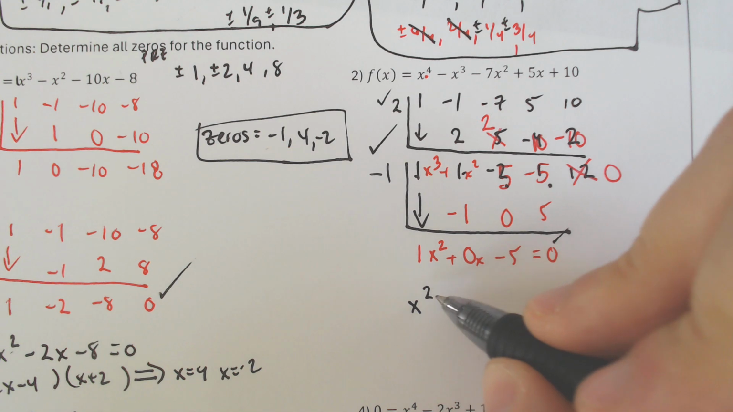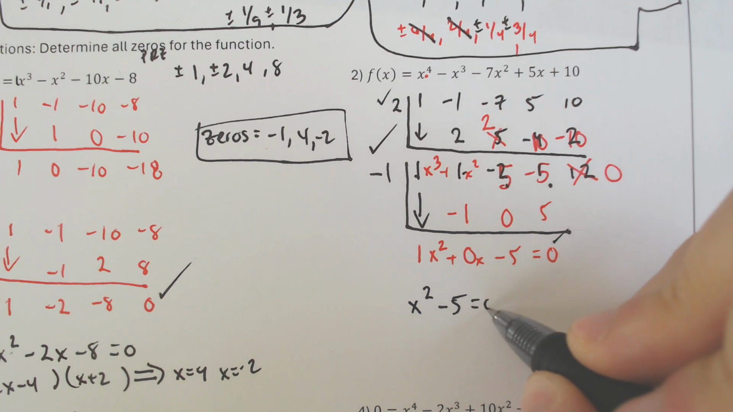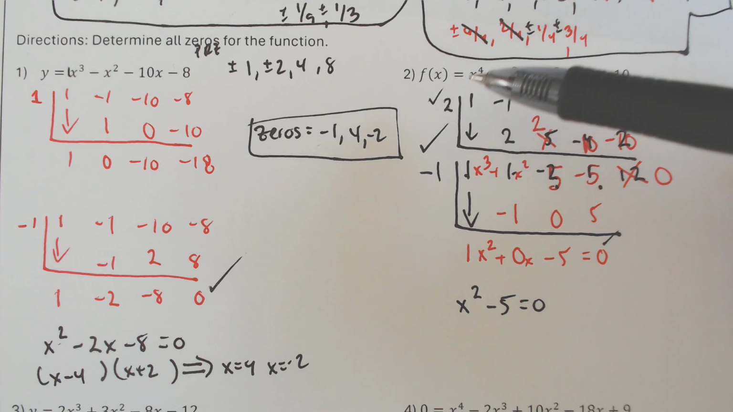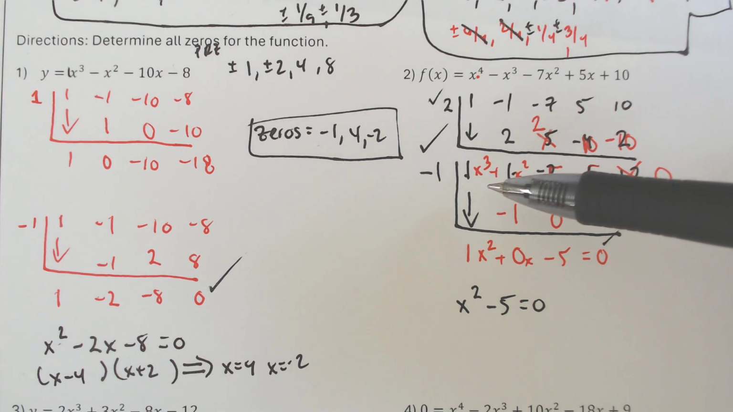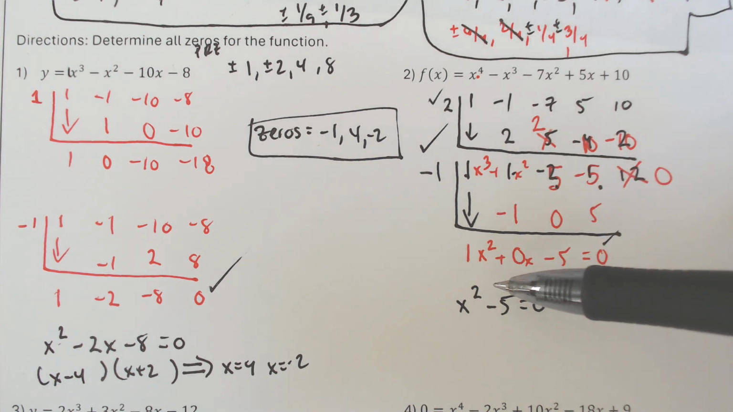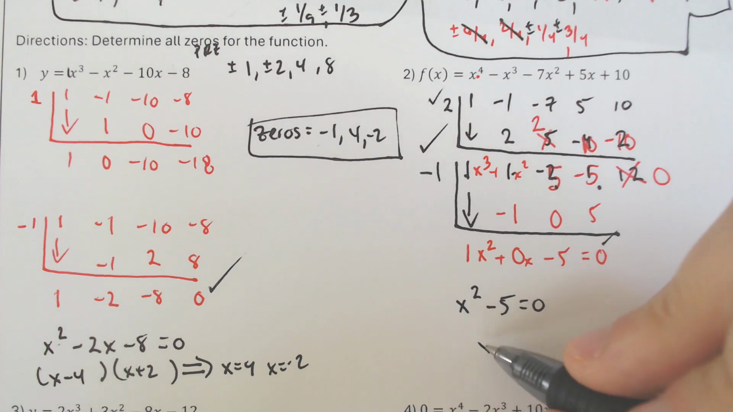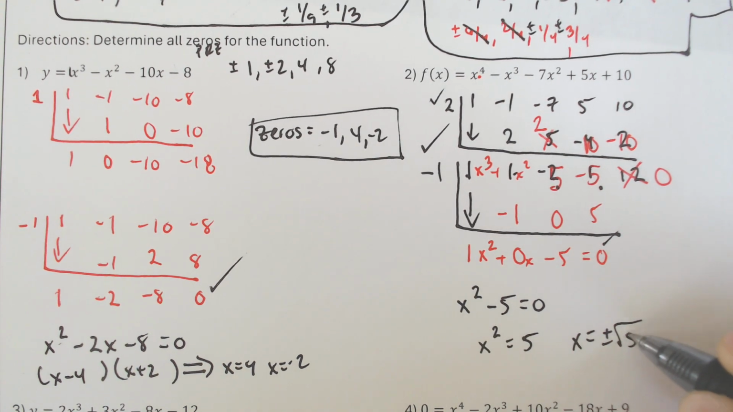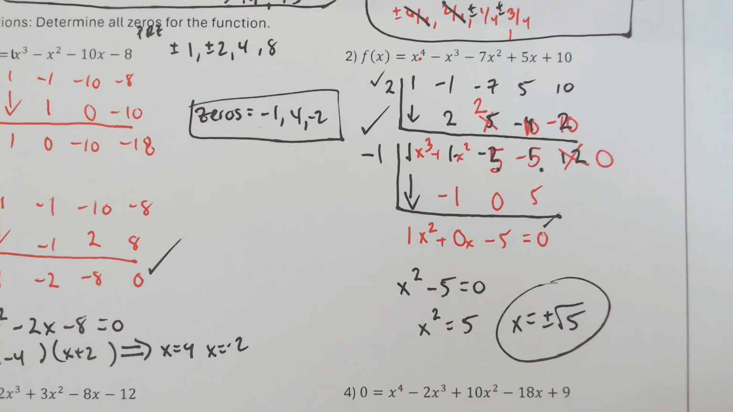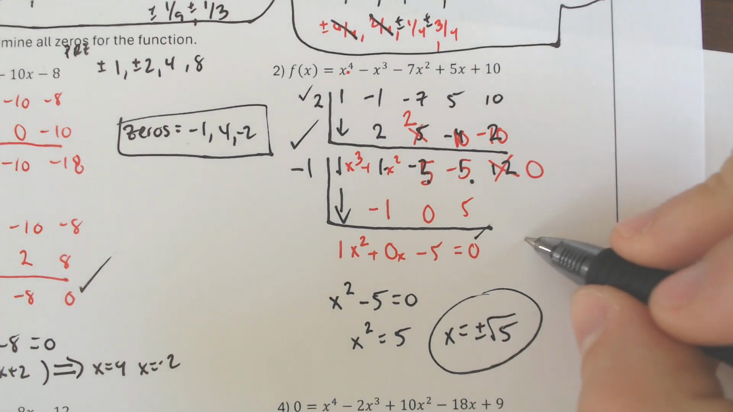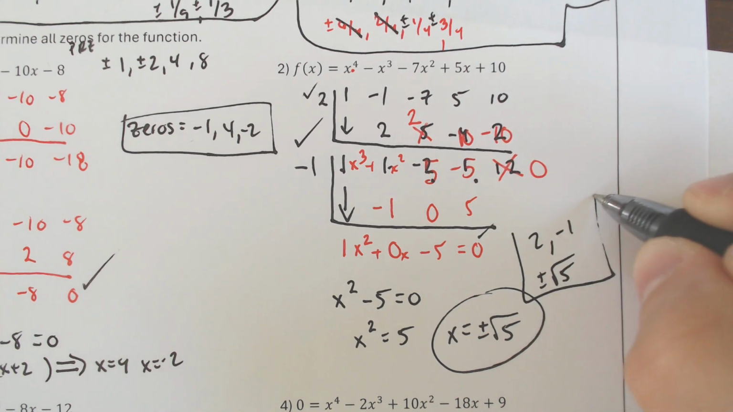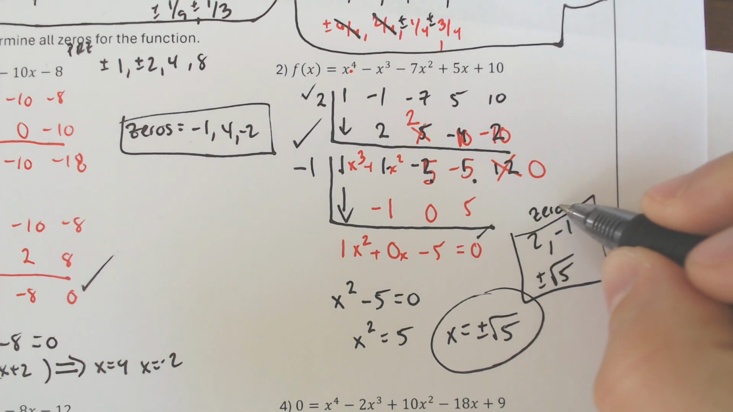We're left with x squared minus 5 equals 0. Once you get it to an x squared, remember you're dividing the x to the 4th, then using that answer, which would be x to the 3rd, and dividing again to get x squared. Set it equal to 0 and solve, which in this case would be plus or minus square root of 5. So we had 4 answers. We had 2, -1, and plus or minus square root of 5 as what the zeros would be.